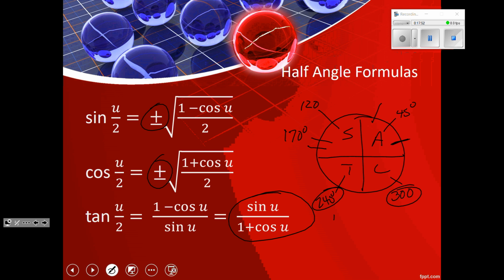Kind of like our double angles. Our double angles worked themselves out for us. Does that make sense? We talked about what the signs should be or could be, but the formulas worked themselves out for us.